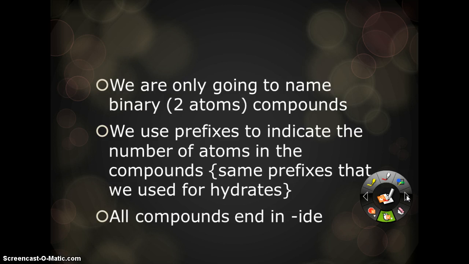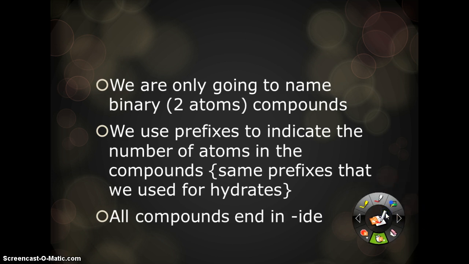And when you have a covalent, remember covalent is between two nonmetals, you use prefixes to indicate the number of atoms in the compounds. They're going to be the same prefixes that we used for our hydrates. And for covalent compounds, everything ends in "ide." So you're going to name the first element, keep it the same. When you name the second element, you're going to change the ending to "ide."